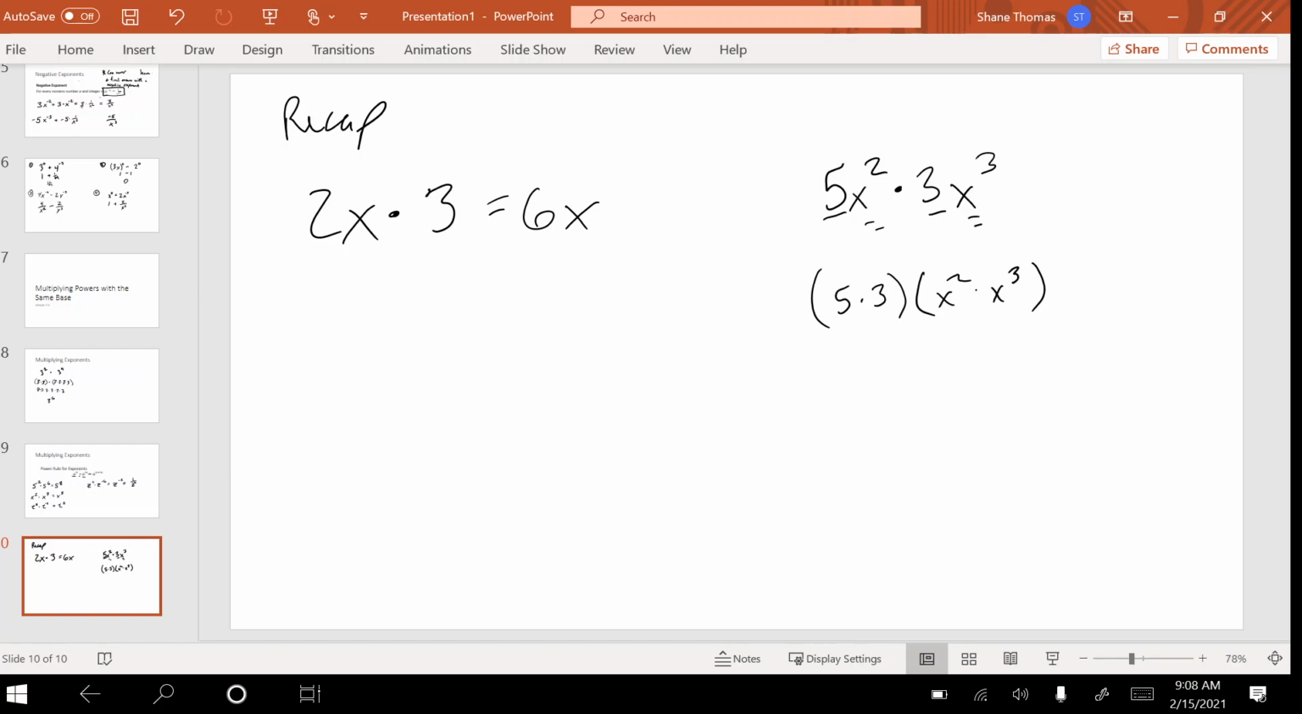Things are written side by side. It's multiplication, right? Order does not matter, so I just shifted it around to this format. So what's 5 times 3? 15. What's x squared times x to the third? x to the fifth. Bingo. Add the exponents together. Okay, how would you solve that? How did you get rid of the x?